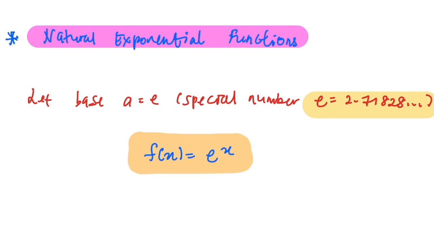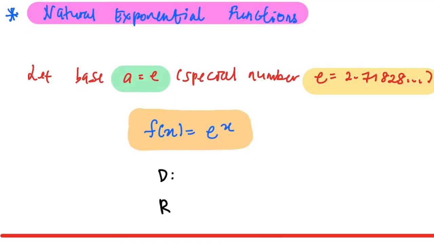So why did we learn e here? It's because now we want to make our base a equal to e. Okay, so now the basic graph will become f(x) equal to e to the power of x. The domain and range for this graph here is just the same. Okay, domain is all real numbers, your range is y more than 0. It wouldn't affect anything here. So this is also the basic graph of natural exponential function.